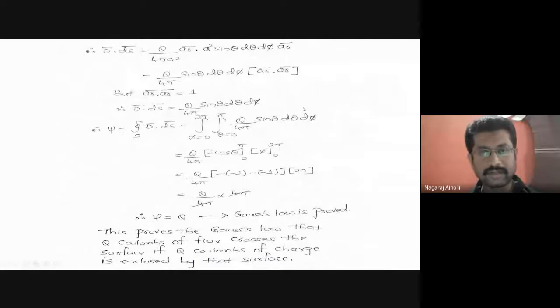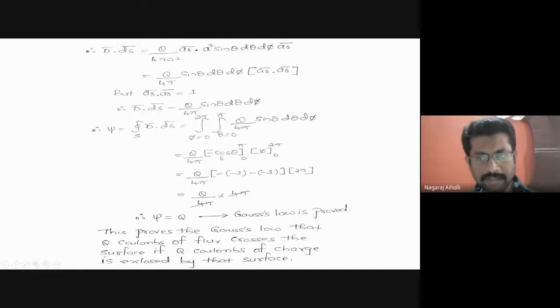Therefore, phi varies from 0 to 2 pi and theta varies from 0 to pi. Q by 4 pi sine theta d theta d phi. That is Q by 4 pi. Integral of sine theta is minus cos theta over the limits 0 to pi. Then integral of d phi is phi over the limits 0 to 2 pi. Simplify this. Q by 4 pi, minus of minus 1, that is minus of cos 180. Cos 180 is minus 1. Then minus of cos 0.